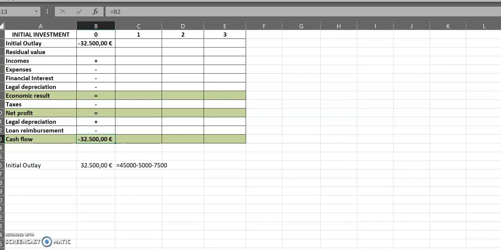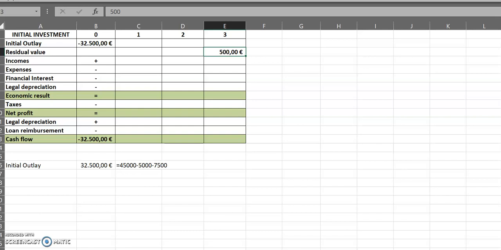Now we're going to start working on the rest of the chart, but before that we're going to check the residual value. Whenever it explains about the depreciation, how the assets are going to depreciate, it says that there's a residual value of 500. So we're going to place that residual value in the last year of the investment, okay?